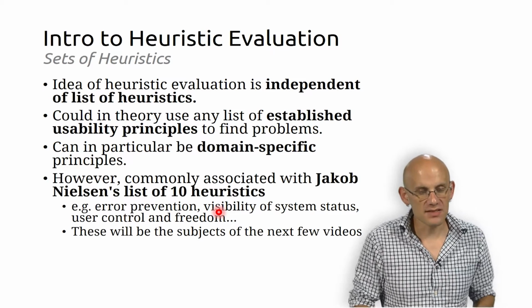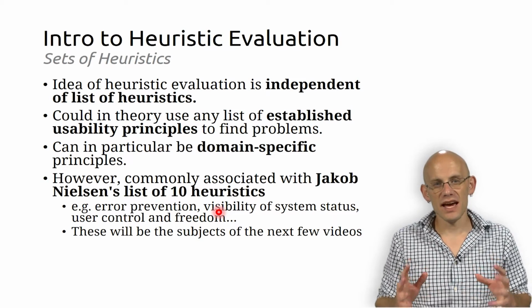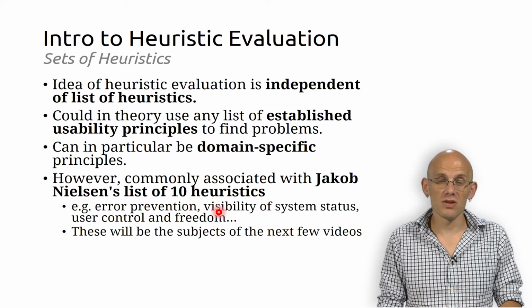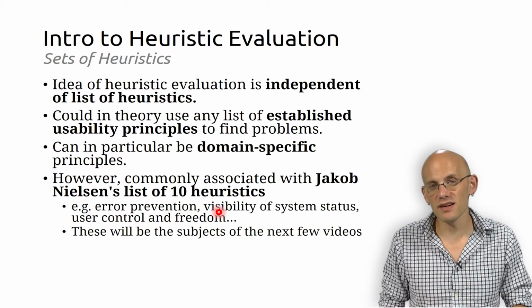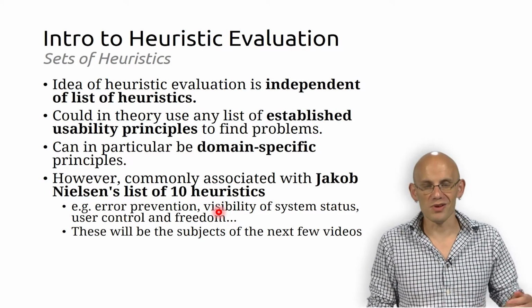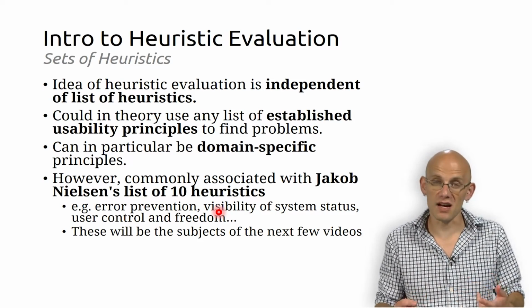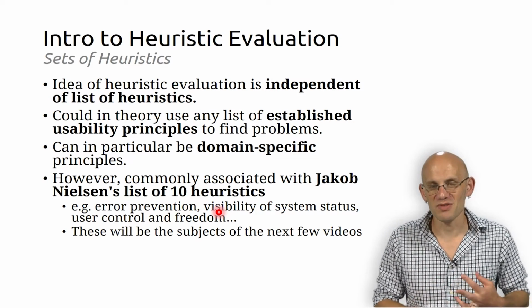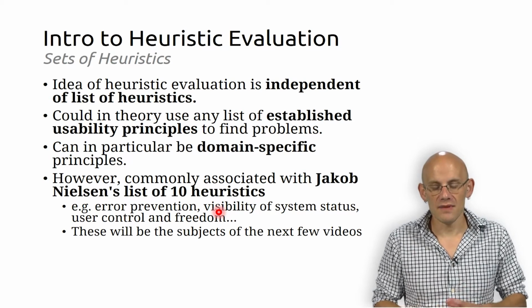However, in most cases, you're just going to be using this list of 10 common heuristics that were developed by Jacob Nielsen, who, along with a colleague, developed this whole idea of heuristic evaluation. And these are the heuristics that we're going to iterate through in the next couple of videos. So things like error prevention, like we saw, visibility of system status, user control and freedom, and on and on.